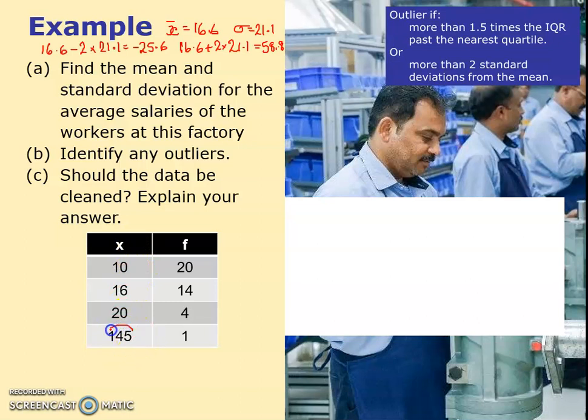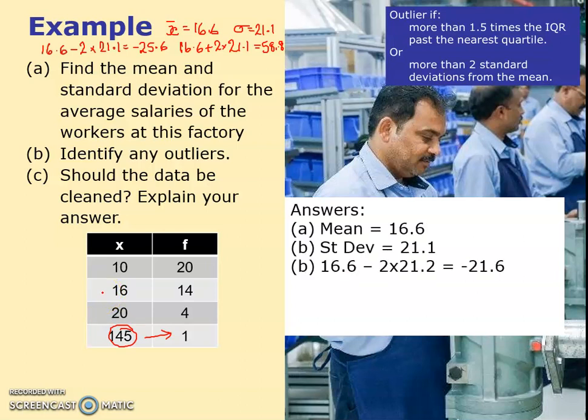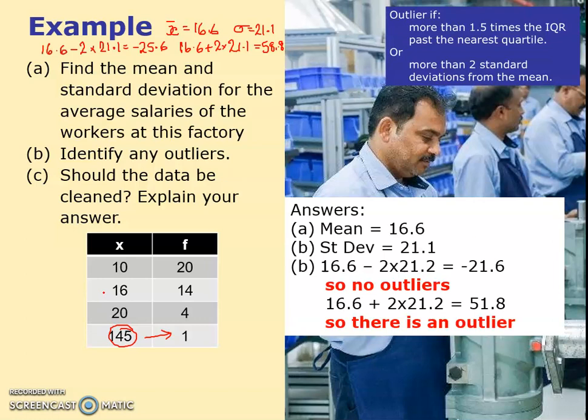Yeah. Looks like the company boss is an outlier. Someone in this company earns £145,000. So yes, he is definitely an outlier. Should the data be cleaned? Yes, it probably should. It's not giving a fair reflection of the average salary of the people working in that firm. What did my answers say? I agreed with those. And then again, I've identified this outlier.